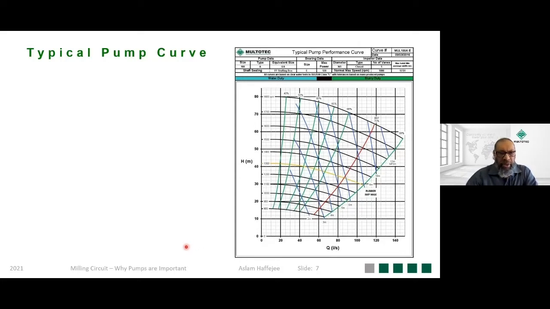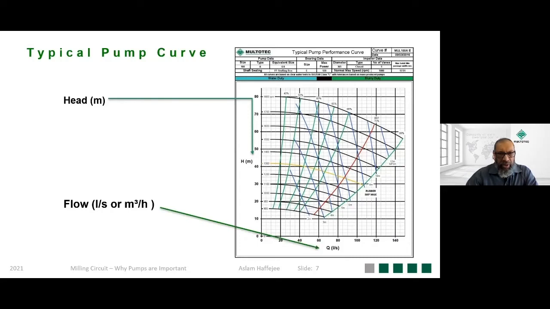Now, just to elaborate on the curves, we have the head on the vertical scale, and typically the flow rate on the horizontal scale, and this is basically what determines how you select the pump. The size of the pump will be determined by the flow rate of the pump. Then the other important factors we have on this pump curve are the efficiencies and the RPMs, the speeds the pump is going to operate at.